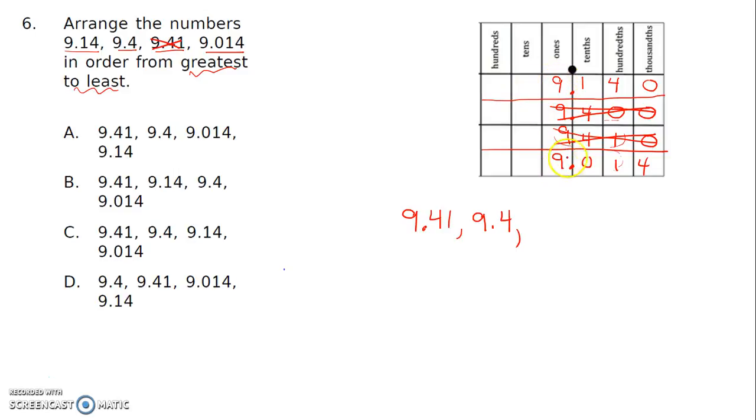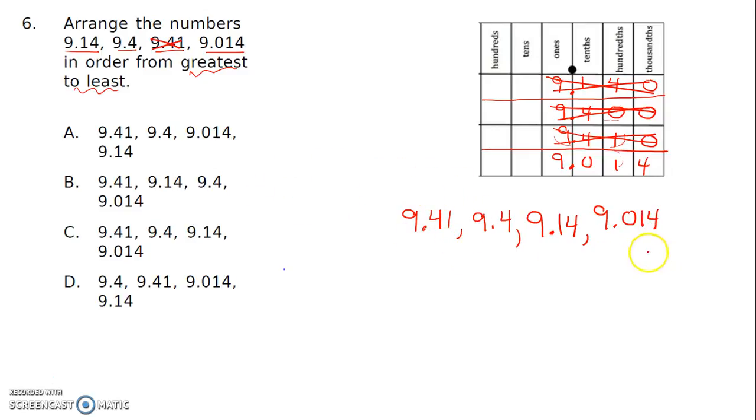In the ones place, they match. I better hop over to the tens place. In the tens place, this has a 1, that has a 0. This is definitely the greater value because 1 is greater than 0. So my next decimal will be 9.14. Again, in terms of money, $9.14 is definitely more than $9.01, even if there's a little something extra tacked on the end. That's about $9.01. So the smallest value is 9.014. I hope that helped.